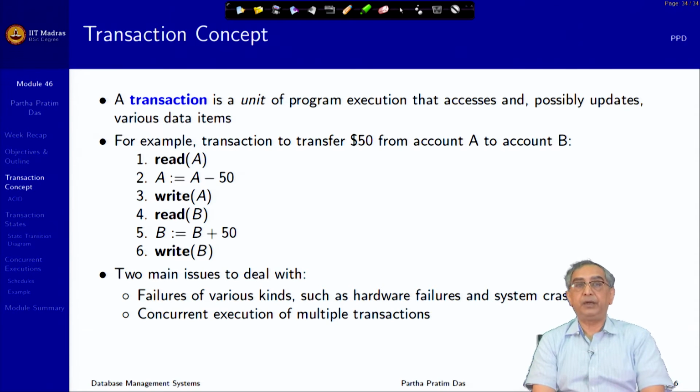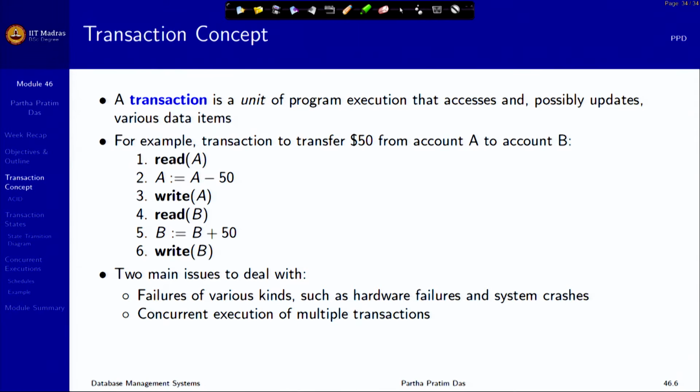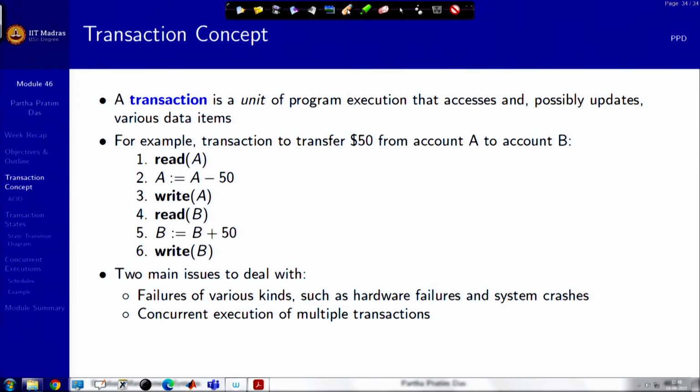A transaction is a unit of program execution. It has one or more sequence of instructions. They can access, that is read, they can update, that is write, and in between they can do several other typical computations of programming languages. So, here is a sample transaction, which we will keep on using as a running example for explaining several ideas: transferring $50 from account A to account B.